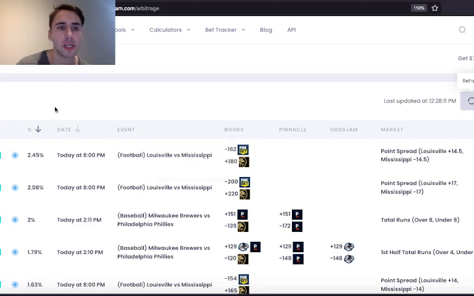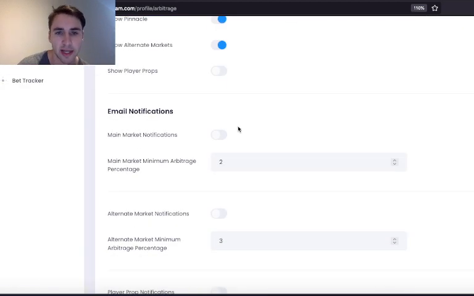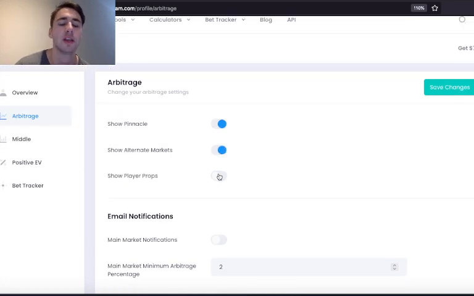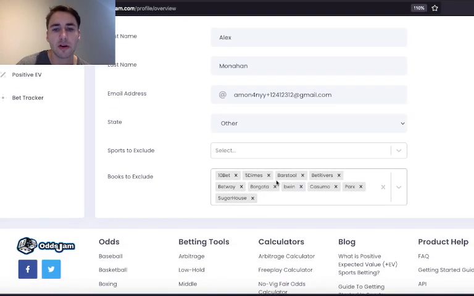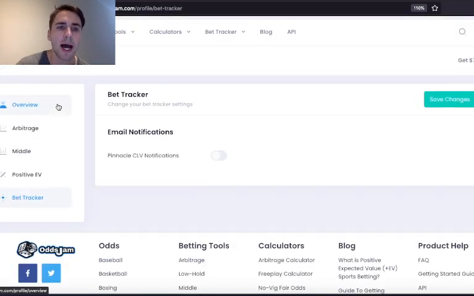So the first thing we'll do is we're on OddsJam. As I should note, you can customize all your settings. Do you want email notifications? Do you want to see player props? Do you want to see alternate markets? Maybe you do, maybe you don't. You can save changes. Do you want to show Pinnacle, the sharpest sportsbook in the world, as a reference point of what's a good bet? And then you can also filter out sportsbooks you don't use. You can change your email, whatever, right?